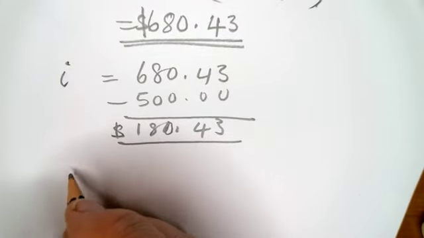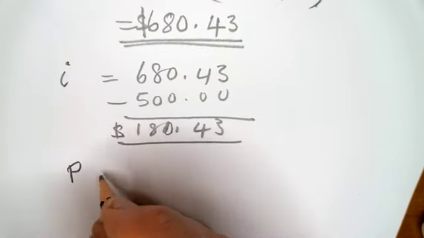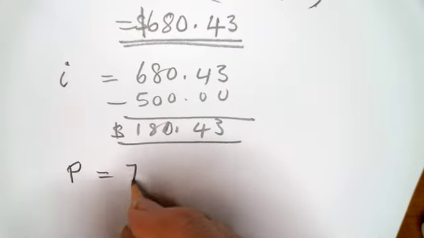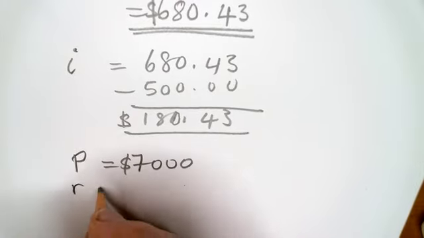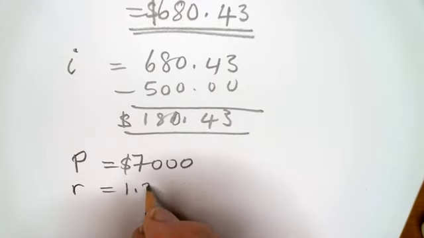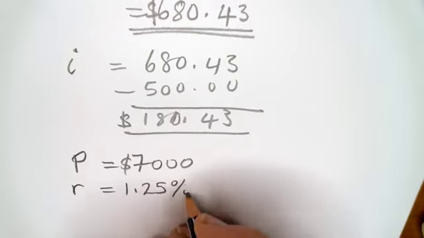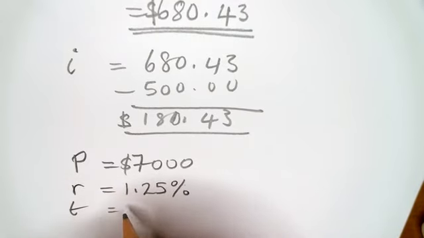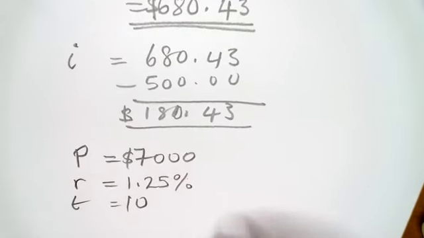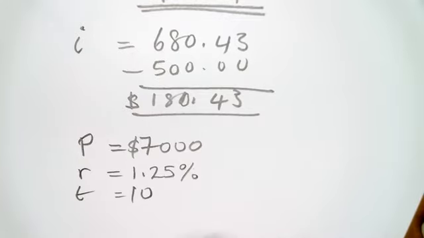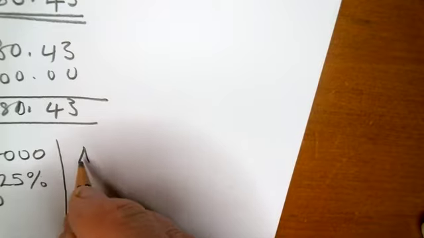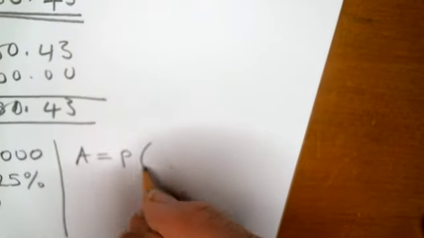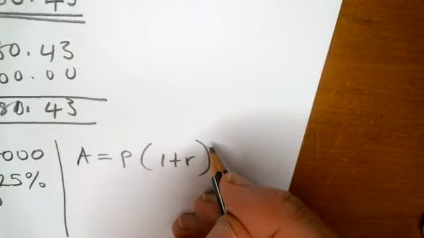Let's say we've got a principal of, let's say, $700 this time. Let's make it 7,000. How's that? And the rate we're doing it for is 1.25%. And the time period is 10 years. All right, and we're going to find the total. We're also going to find the interest. Here we go. So I'll say A is equal to P times 1 plus R, all to the power of T.